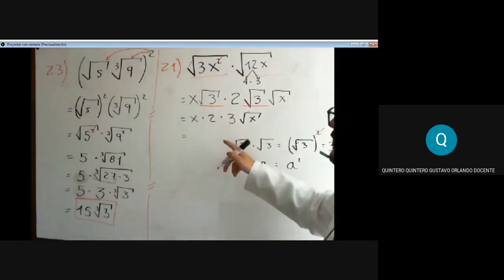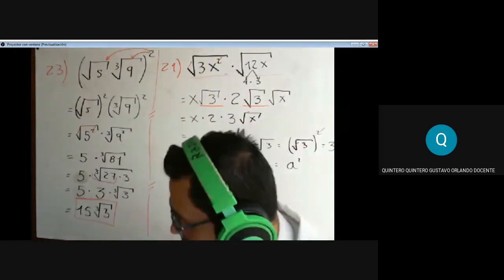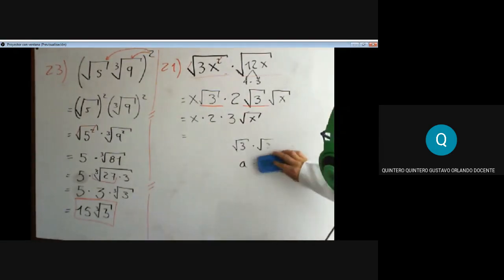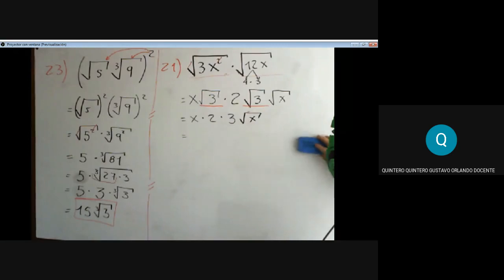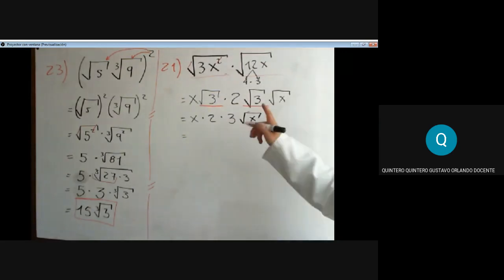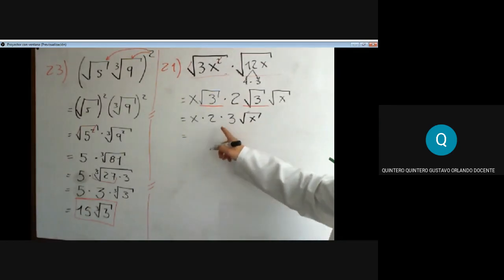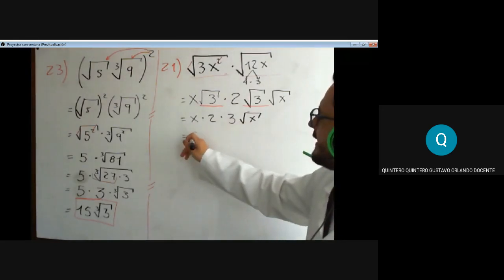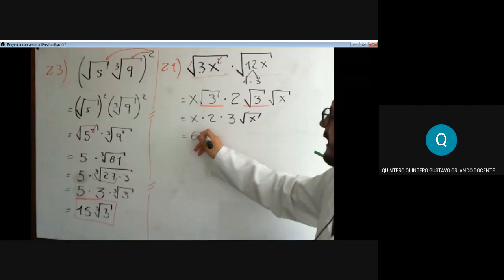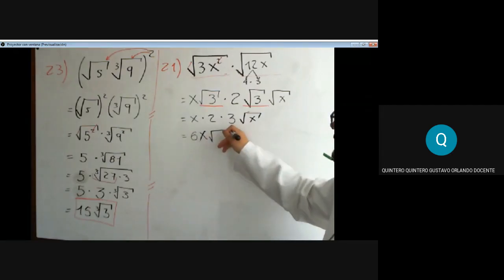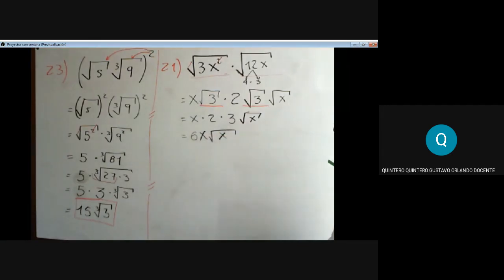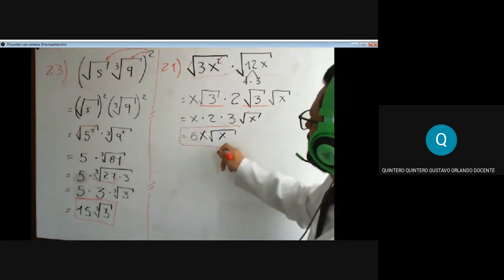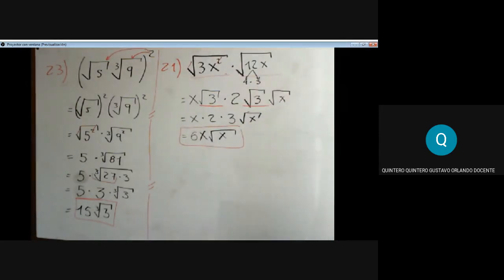And rewriting the solution, let me just erase this thing over here real quick. All right. The final solution then will be 2 times 3 equals 6, right? Rearranging, this solution will be 6 times x, which is this one over here, times the square root of x. And this one will be the final simplification of our question.